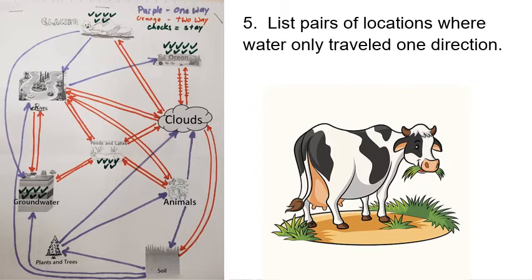Same thing here. Animals eat plants. Well, plants have water in them. The animals eat the plants, therefore the water is now in the animal. But this is a one-way street. Water from plants only goes into animals. The water in an animal can never go straight into a plant. Now, water from an animal can go into the ground, and then the plants take it up through their roots, but water from an animal can't go directly into a plant.